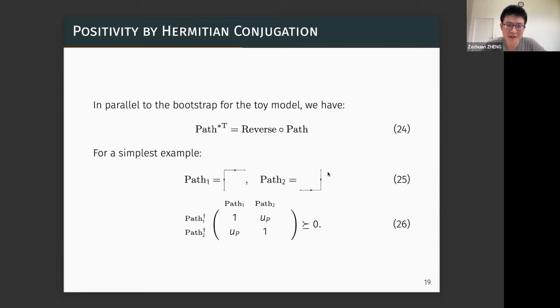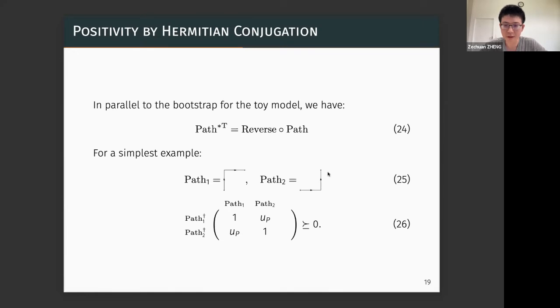For the positivity conditions, suppose we take several Wilson paths starting from the same point and ending at the same point. Here, for the simplest example, it starts from the (0,0) point and ends at the (1,1) point. We use a very similar method to the toy model, and we can get such a positivity matrix. This positivity matrix is quite trivial. If you try to solve it, it just means that the absolute value of U_P is less than 1. Of course, this is trivial.